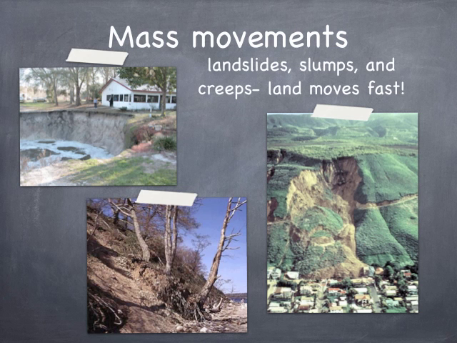There's a couple mass movements. This is when erosion happens very, very swiftly or very, very quick. There's landslides, slumps, and creeps. There also can be, we'll talk about that later. The landslides, slumps, and creeps are the big ones.